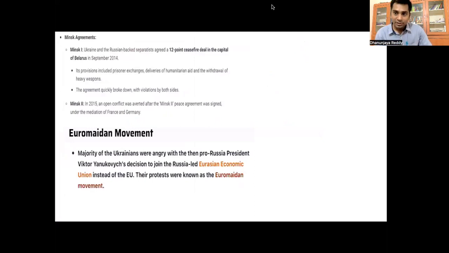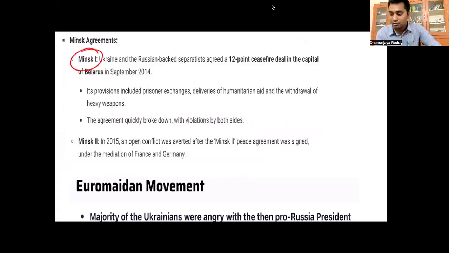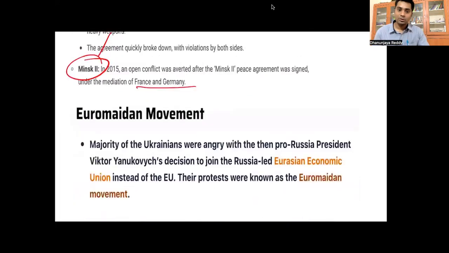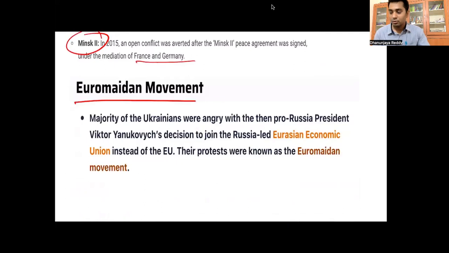Now when it comes to Russia-Ukraine, there are two agreements that you have to remember. One is the Minsk 1 and Minsk 2 agreements. The Minsk agreements are related to the peace deal. In Minsk 1, Ukraine and Russia-backed separatists agreed to a ceasefire in the capital of Belarus. So it is related to Belarus. Minsk 2 is in 2015. It was signed, mediated by France and Germany. So this is Russia and Ukraine, Minsk 1 and Minsk 2. Now there is one more thing that is called the Euromaidan movement.